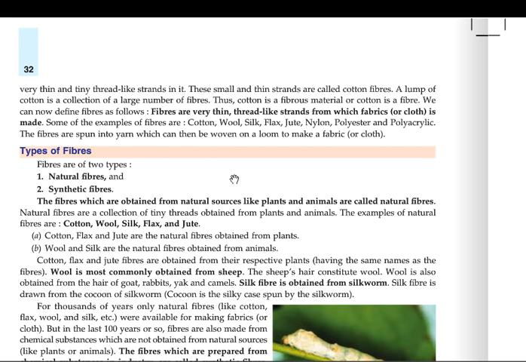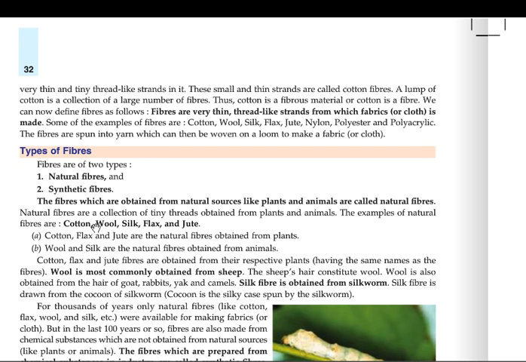Fibers are available nowadays. Mostly we can classify or differentiate the fibers into two categories. The first one is natural fibers, and the second one is synthetic fibers. As the name suggests, natural means the fibers which are obtained from nature are called natural fibers. For example, cotton. We obtain cotton from the cotton plant, and it is a natural thing.